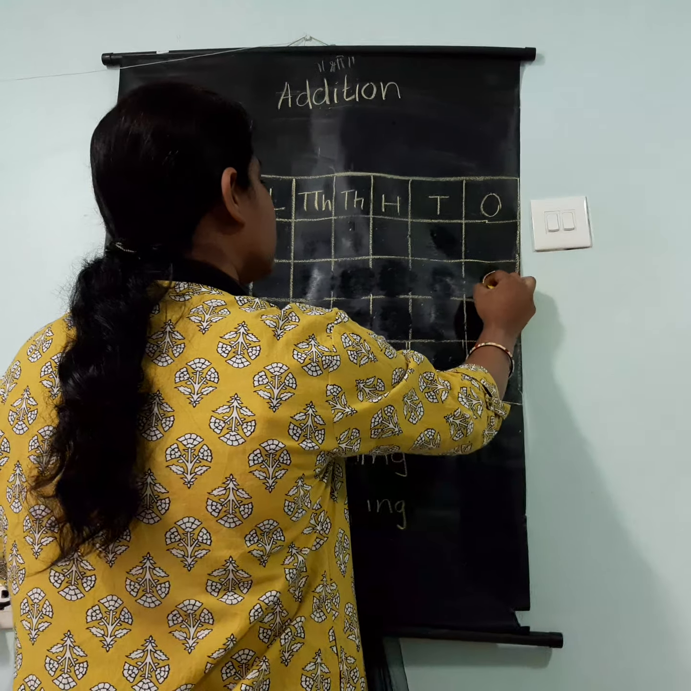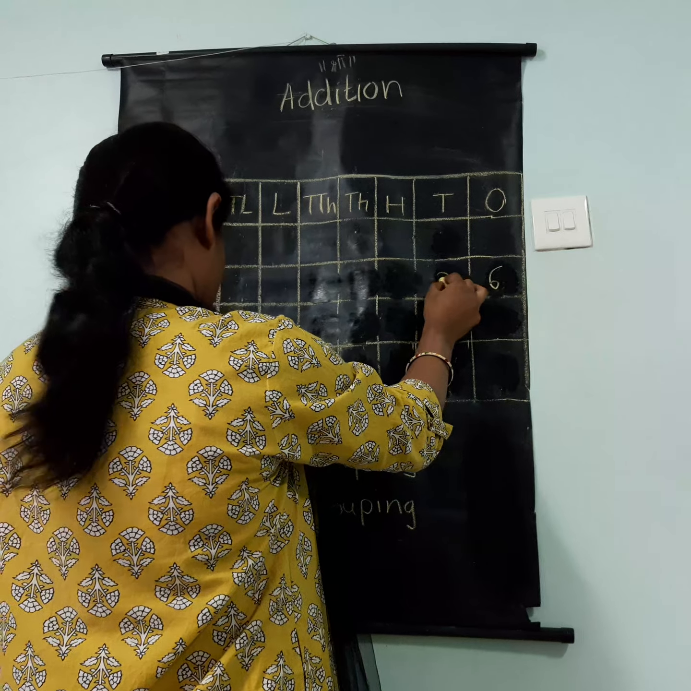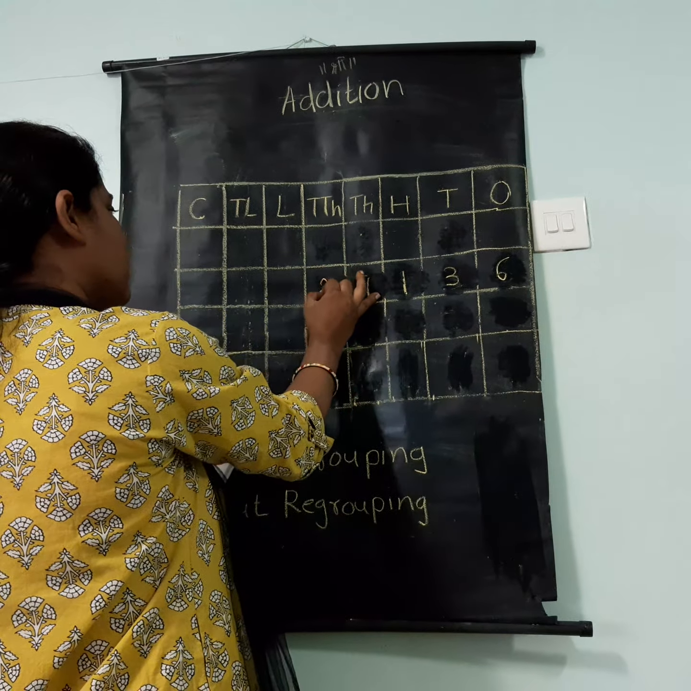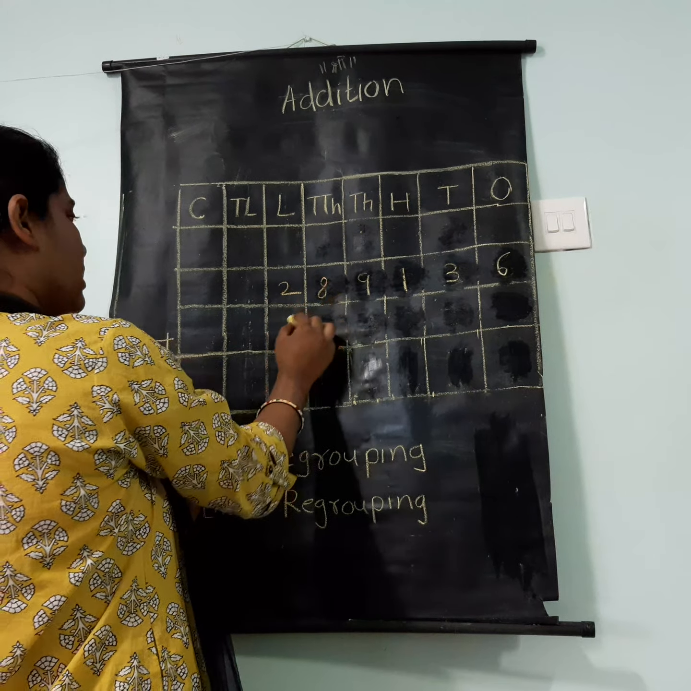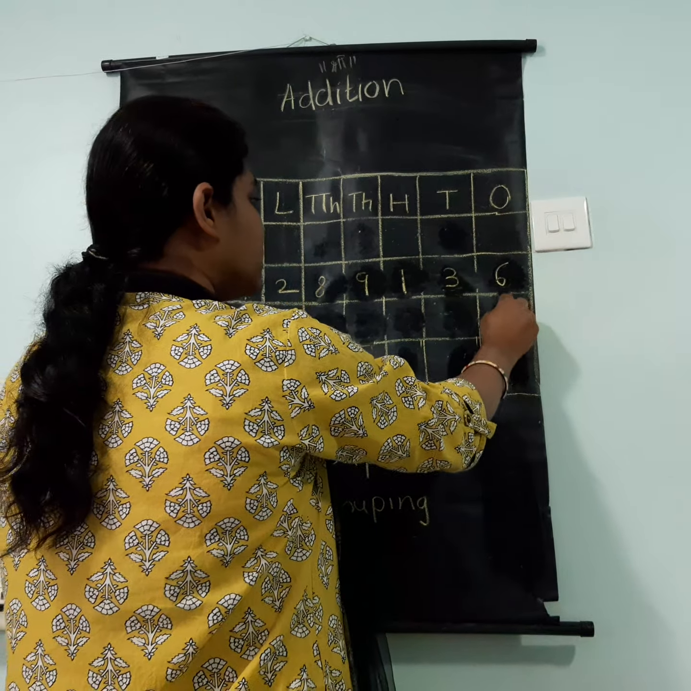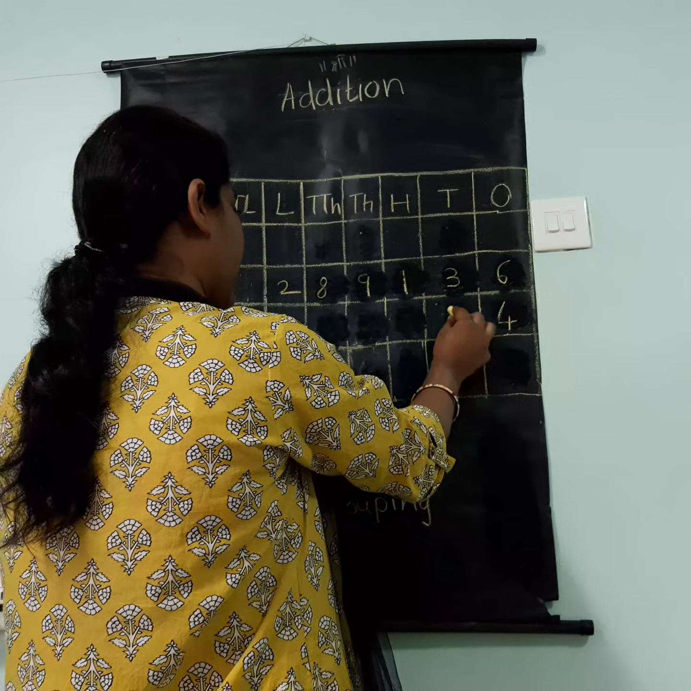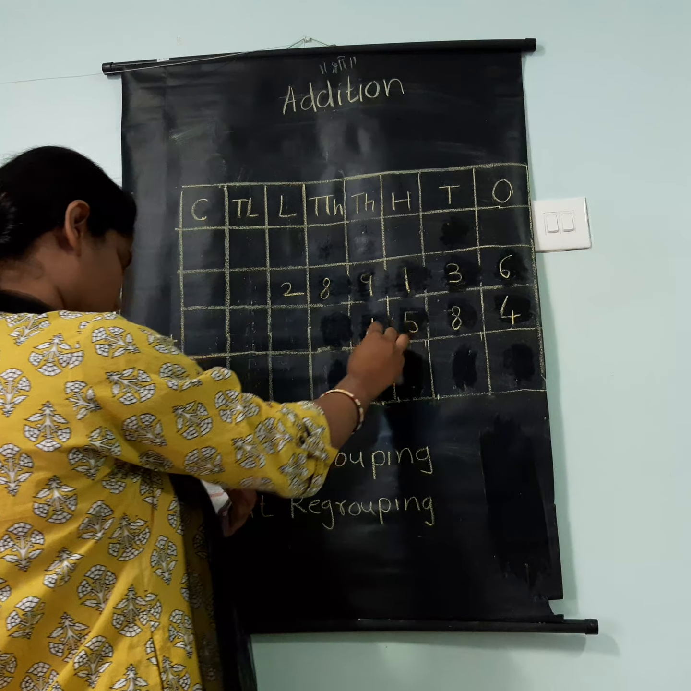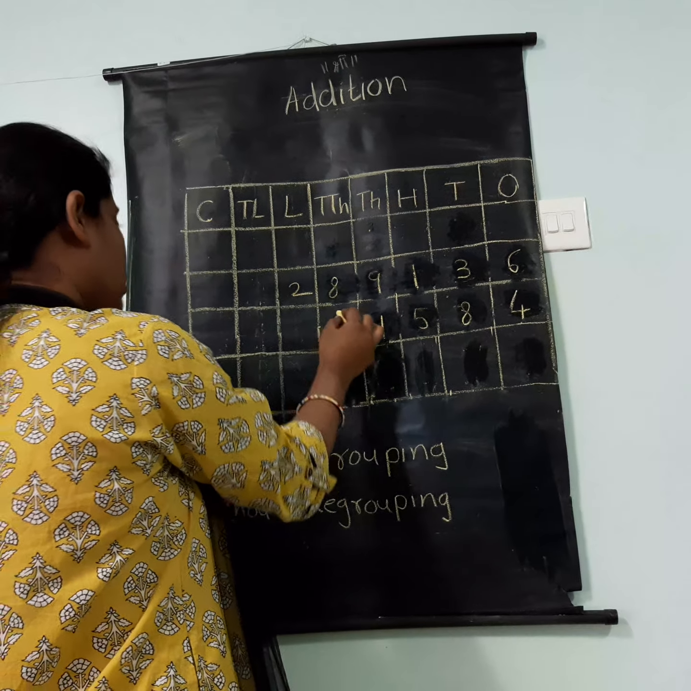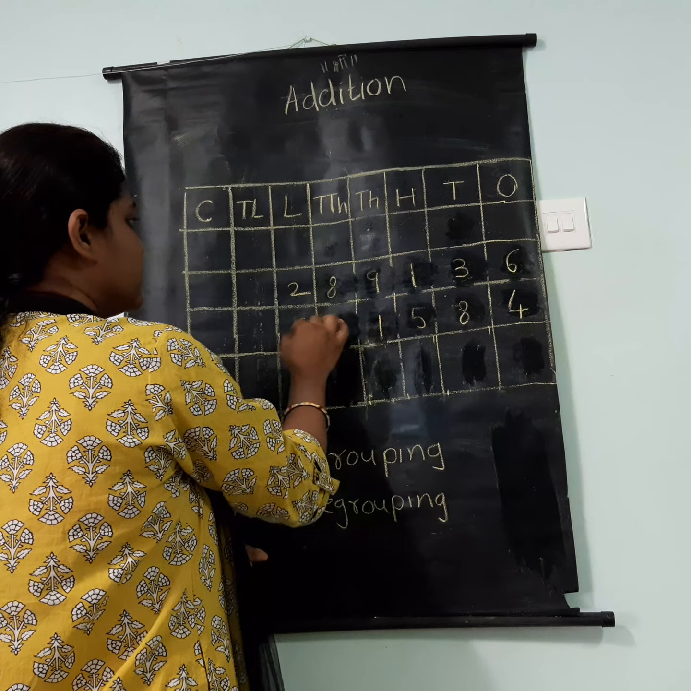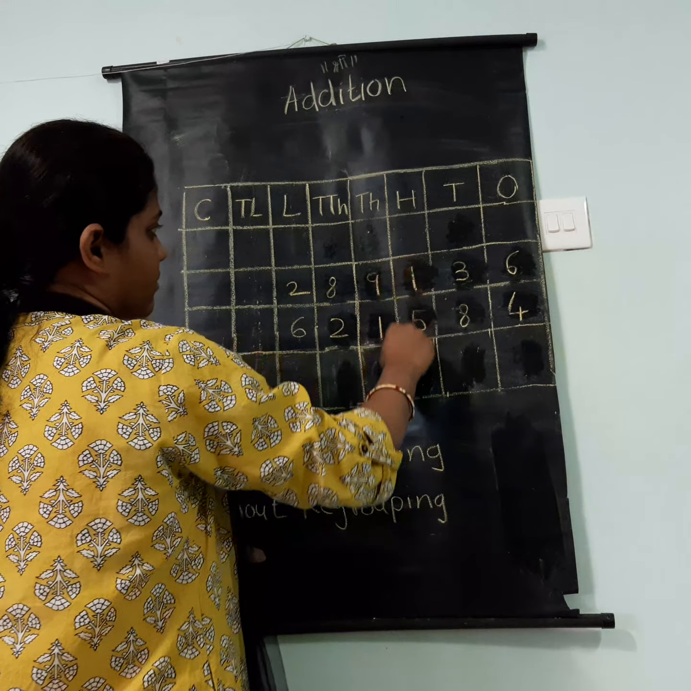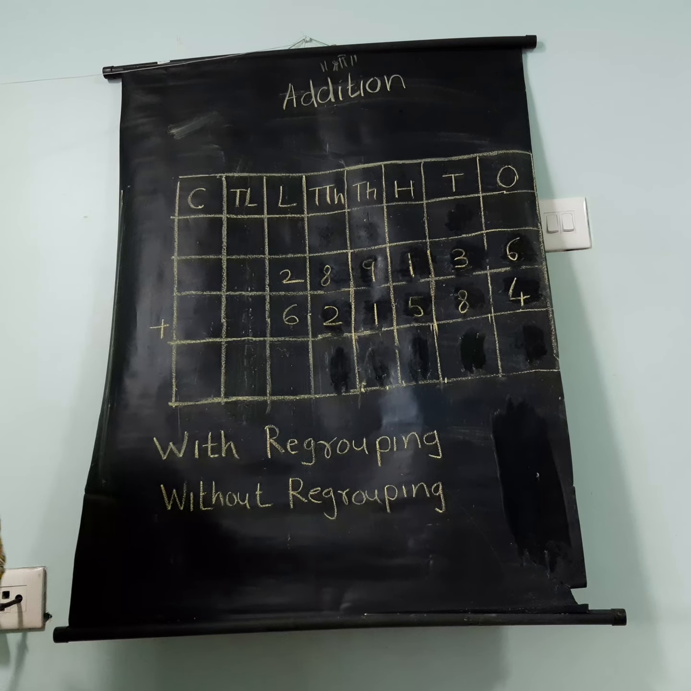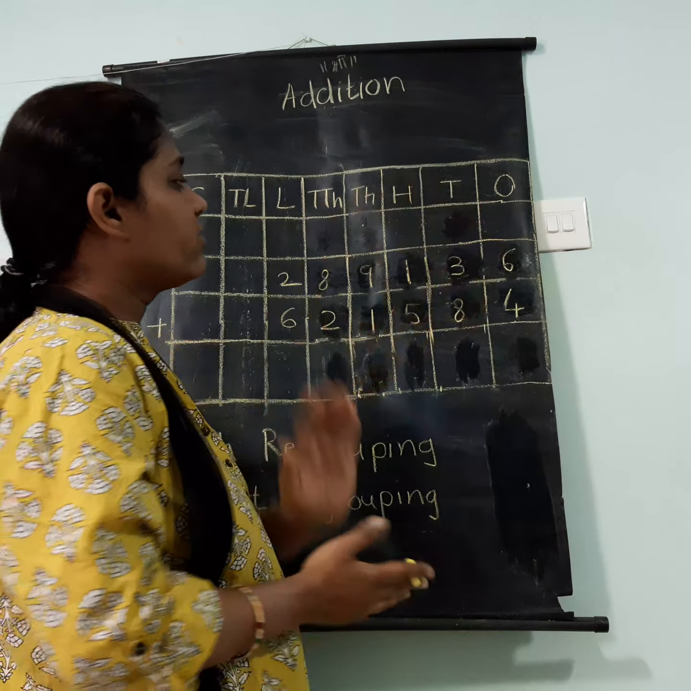That is 6, 3, 1, 9, 8, 2. The next number is, you always start with ones, 4, 8, 5, 1, 2 and 6. So I have written the sum. Now I will go ahead with the addition. See, first I will start with ones.